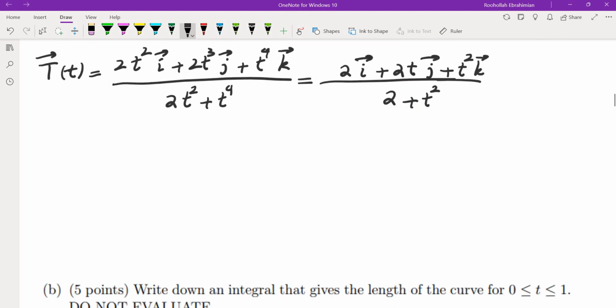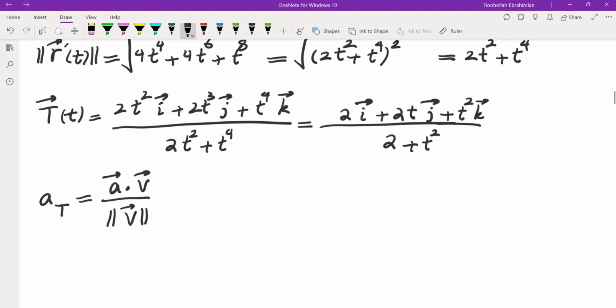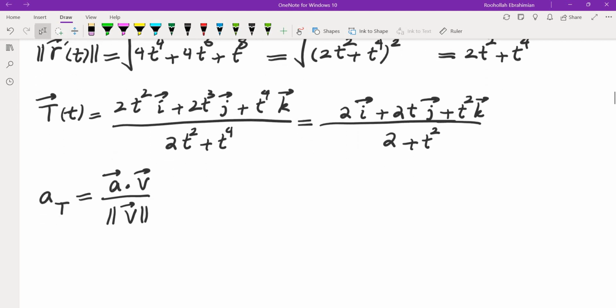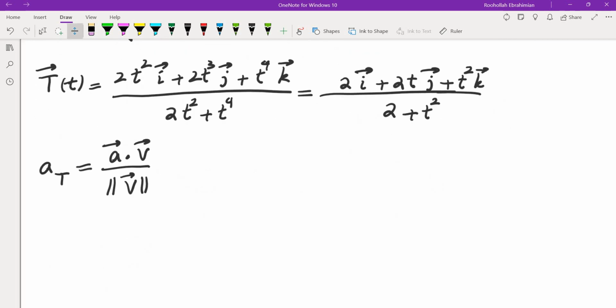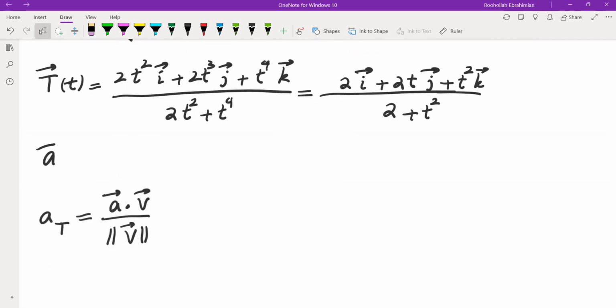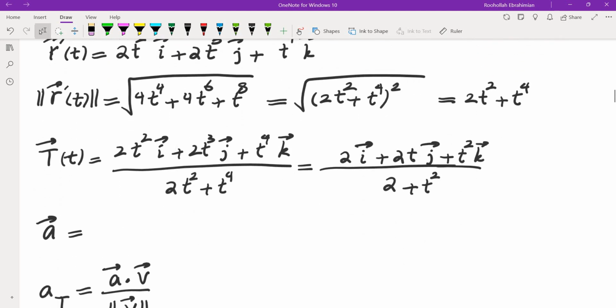Tangential component of acceleration. There are two ways of evaluating the tangential component of acceleration. The way that I usually do that is by doing the dot product of acceleration and velocity and dividing that by the magnitude of velocity. There are a couple other ways of doing that as well. Sometimes this method is easier, sometimes the other methods are easier. So in order to evaluate that, we'll find the acceleration. Acceleration is just the derivative of velocity. We already found velocity, so we'll differentiate that.